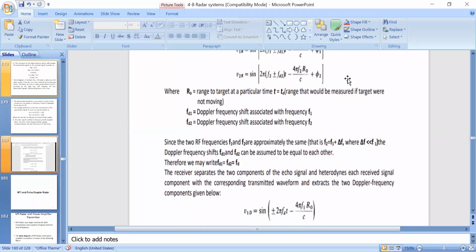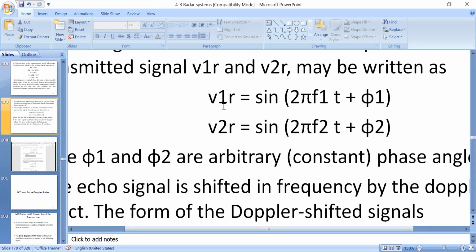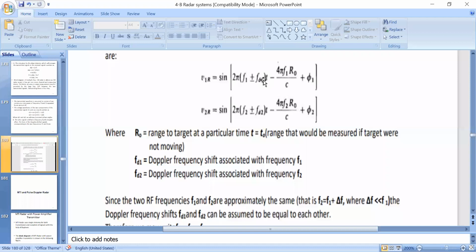Now the concept is that these signals are transmitted, right? V1R equals sine of 2 pi f1 t plus phi 1 and V2R equals sine of 2 pi f2 t plus phi 2. These are transmitted towards the moving target, right? Now, when these hit the moving target, the return echo is like this. In this we are including the Doppler shifts, f1 plus or minus fd1 and f2 plus or minus fd2, and this gives some range information, right?